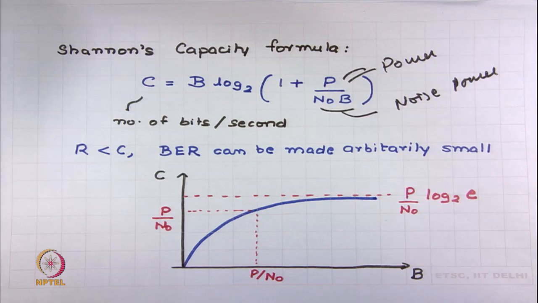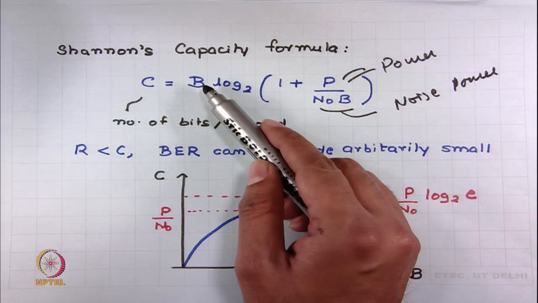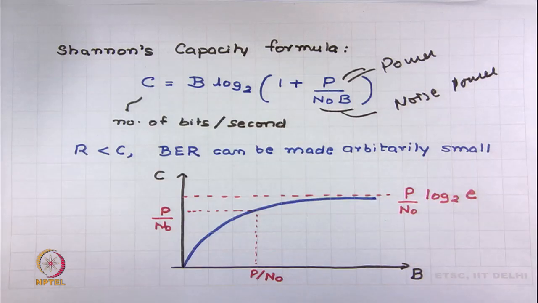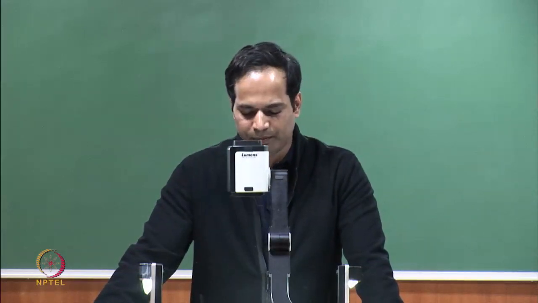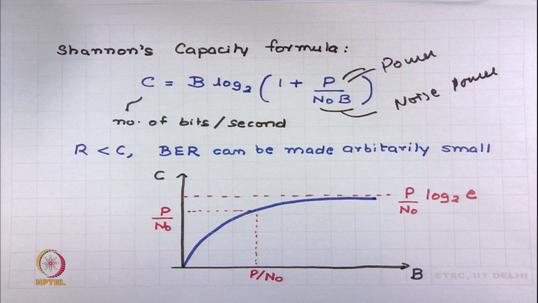So, basically it is SNR, signal to noise ratio. What is B? B is the bandwidth of the channel. C is the number of bits per second that you can transmit over that channel. So, Shannon's capacity formula says that if you have a transmitter which is operating at a bit rate of R, and if this bit rate is less than C, where C is the channel capacity, you can make bit error rate very small, arbitrarily small. So, the upper limit of rate that you can have over a channel is governed by the C.